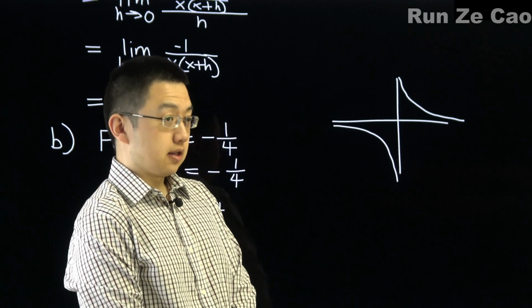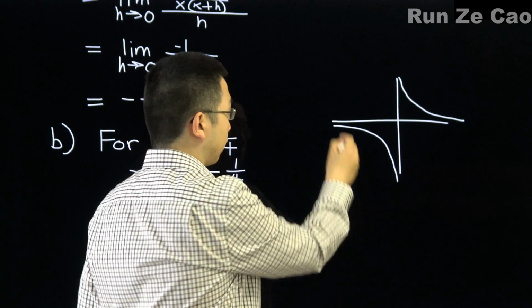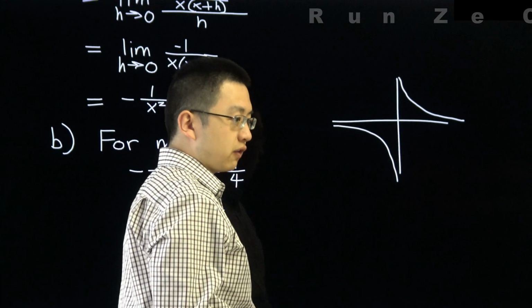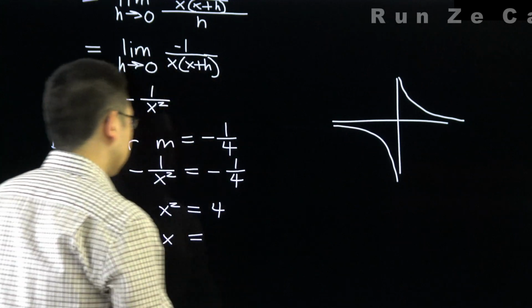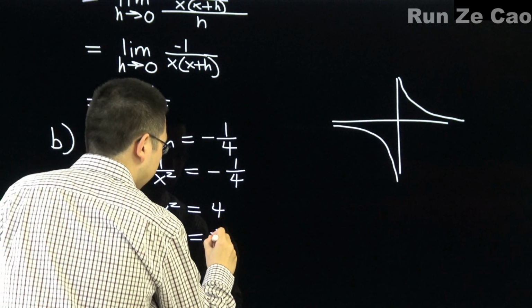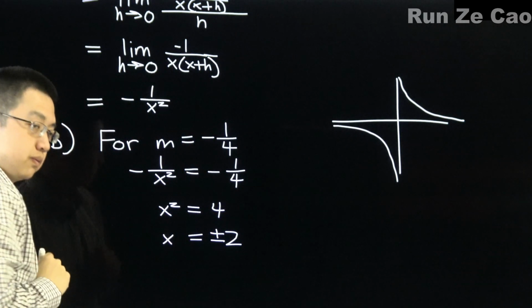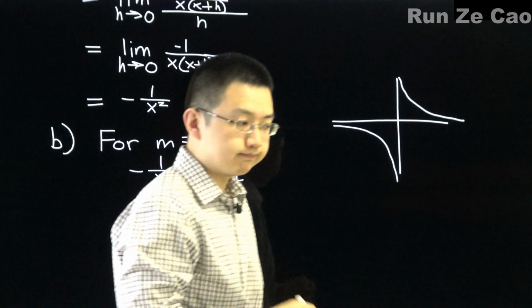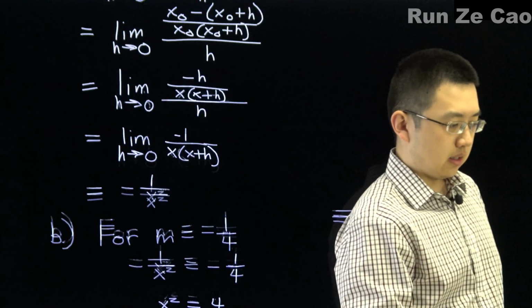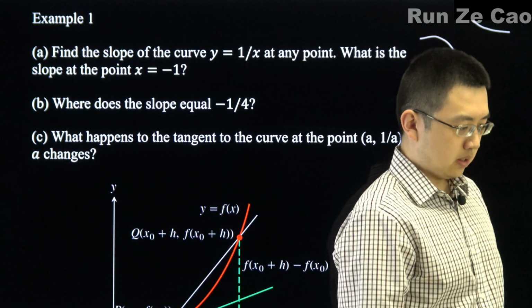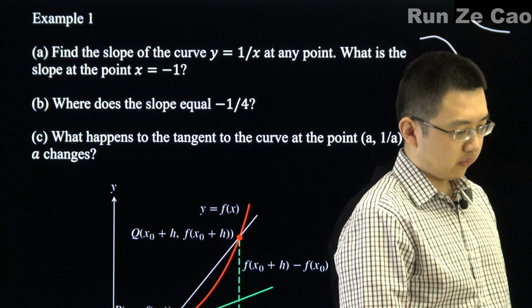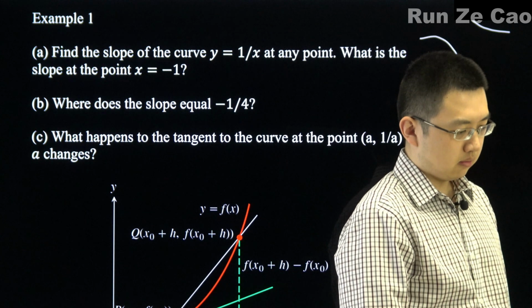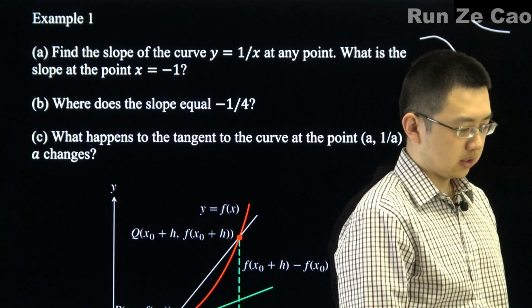That means that there are pretty clearly 2 points of any given slope, which means that here we need to put plus minus 2 as the square root of 4. Okay, so what happens to the tangent to the curve at the point a, 1 over a, as a changes?